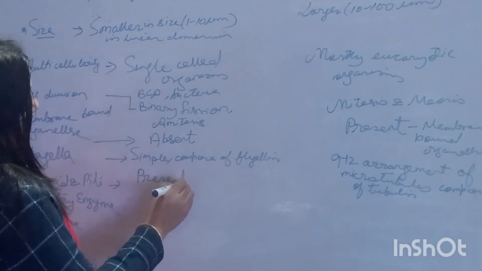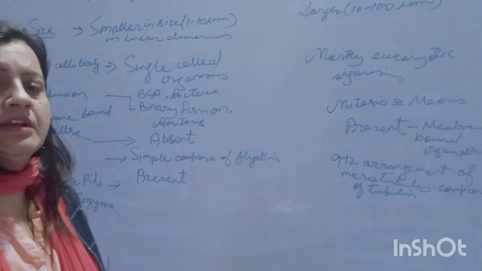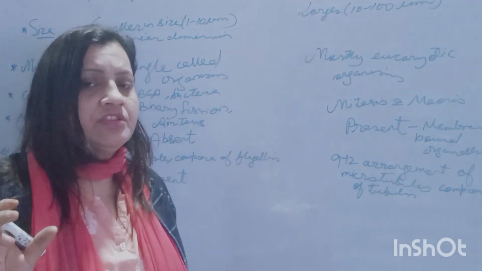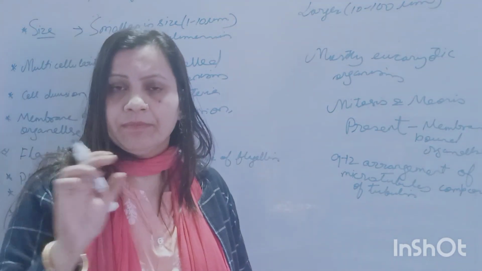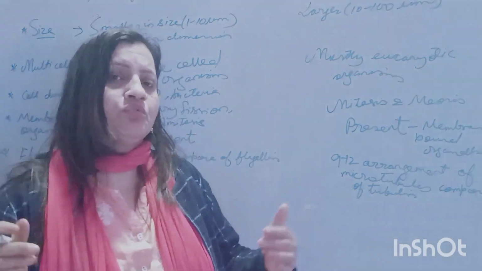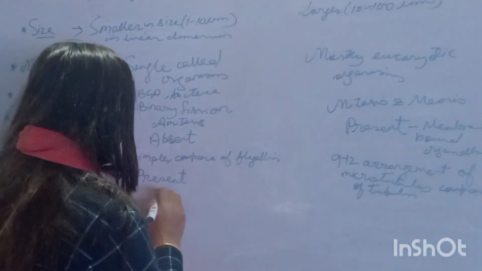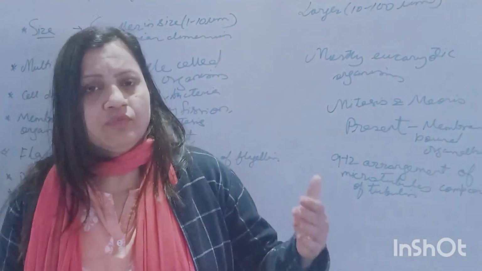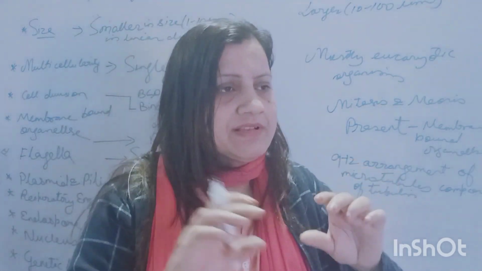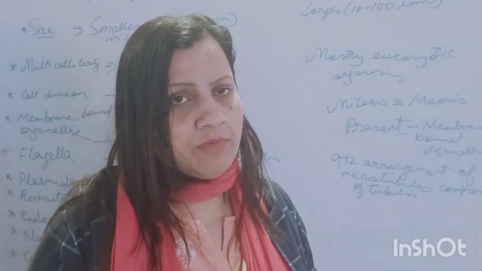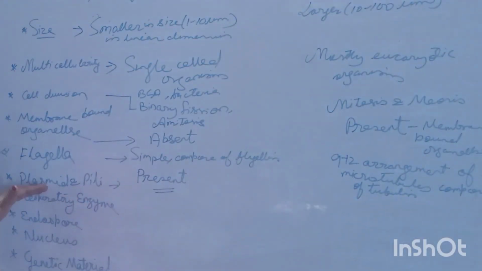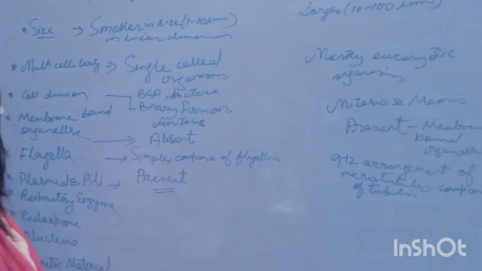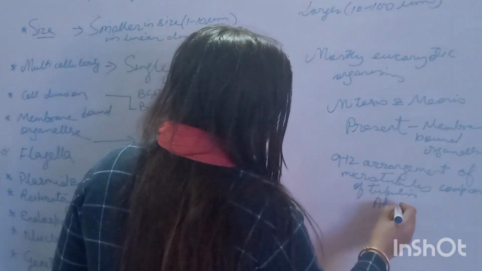And pili mainly help in bacteria. We have studied genetic recombination in bacteria, one conjugation process. In the conjugation process, we know pili make a conjugative link, a tube, through which the chromatin content passes from one cell to another cell. Plasmid is also present. Pili is present in prokaryotic cell, and that is absent in eukaryotic cell.